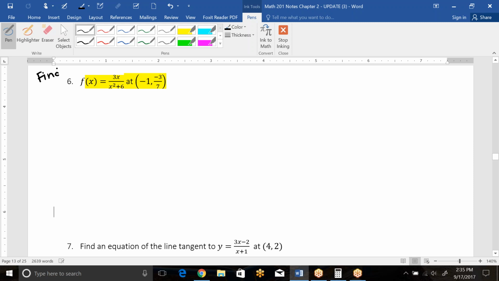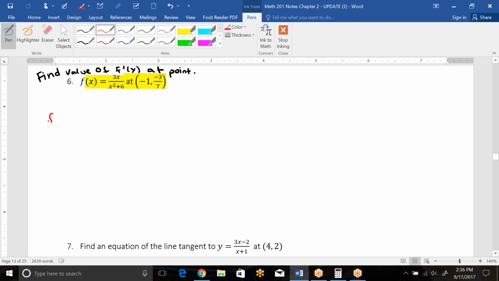It says find the value of f prime of x at the point provided. Okay, so there'd be directions here to tell you that this point is going to get plugged in to the function after we're done. So let's find the derivative first.